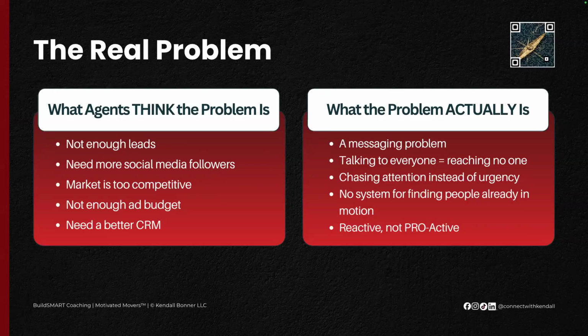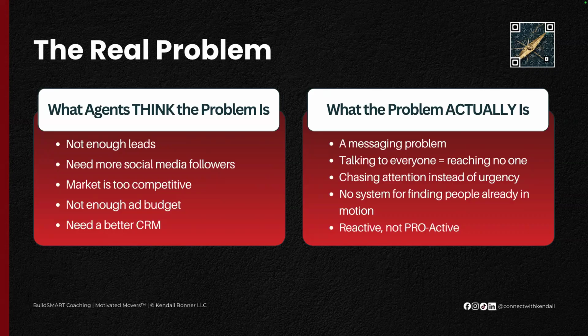But I want to offer you a different diagnosis today. The real problem, the one that actually explains inconsistent pipelines and exhausting hustle, is not what you think it is. It actually has more to do with your messaging and your strategy. And I'm talking to everyone right now because this is the thing. When you talk to everyone in your marketing, it means you're actually reaching no one. You're chasing attention instead of urgency, and you've been working hard, but unfortunately, probably at the wrong thing.